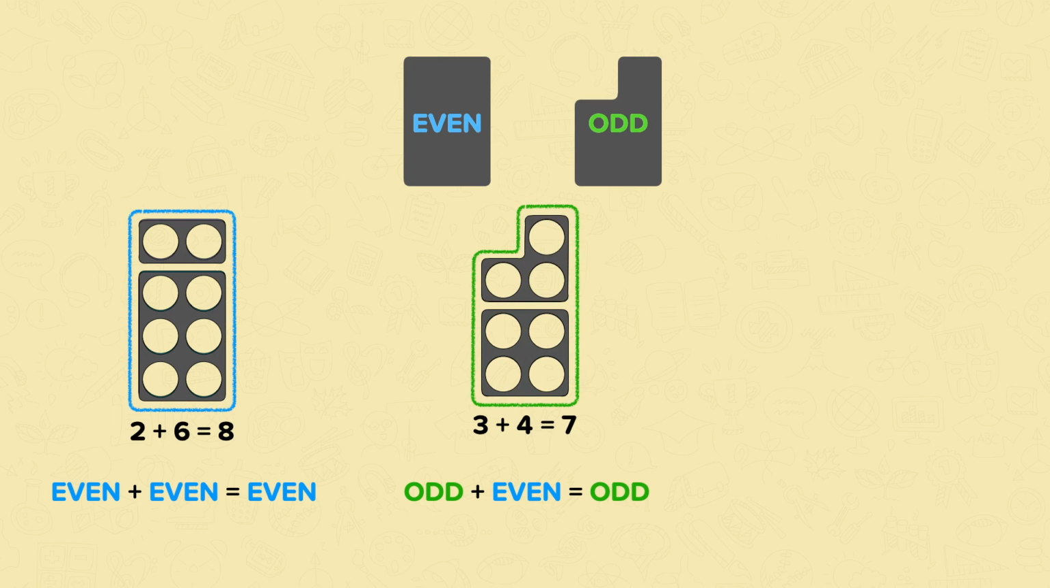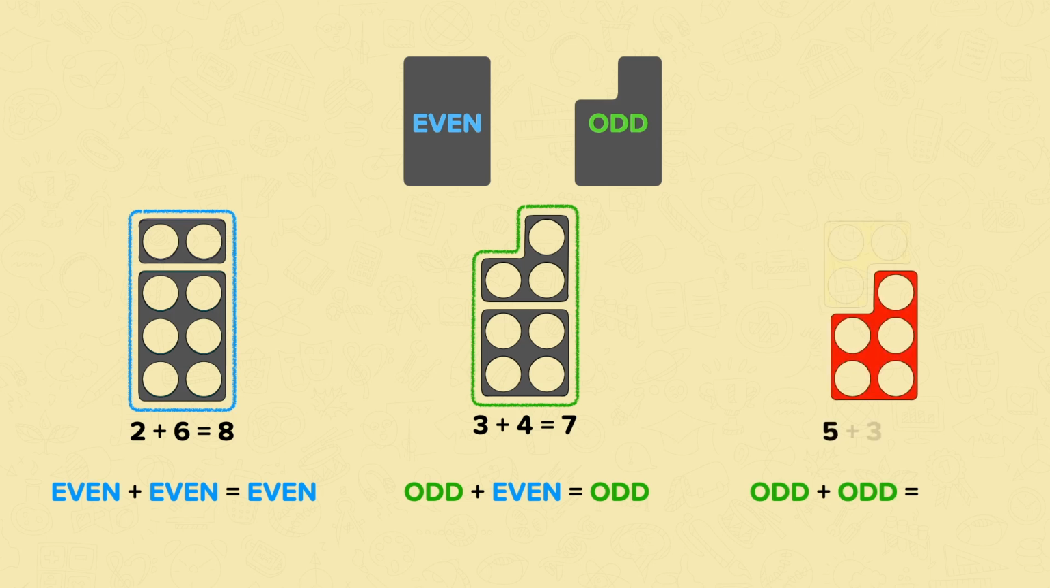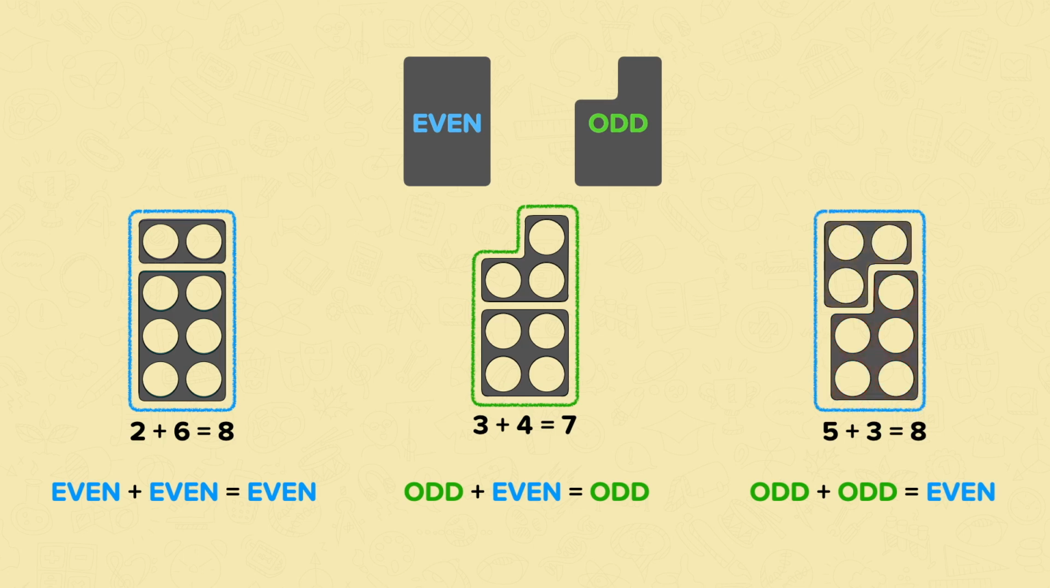What happens when you add two odd numbers together? Let's use 5 and 3. 5 plus 3 equals 8. And 8 is an even number. So an odd number plus an odd number is an even number.